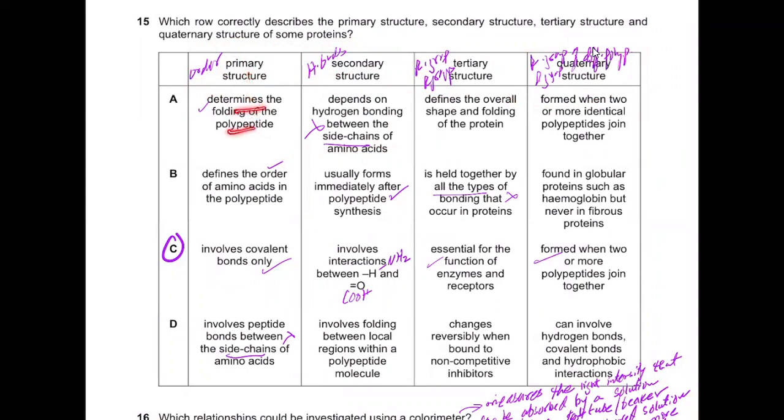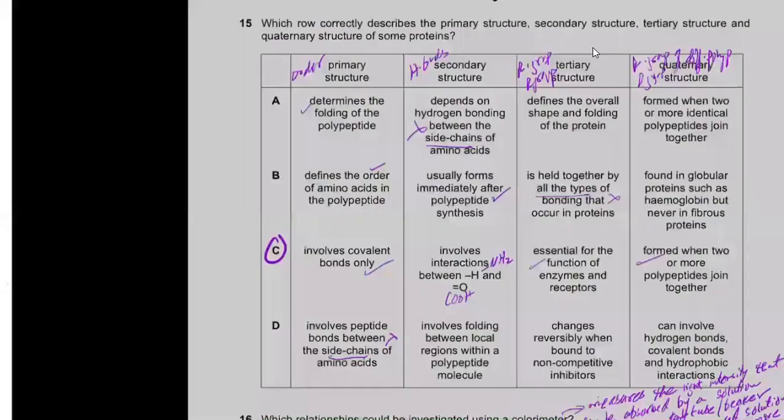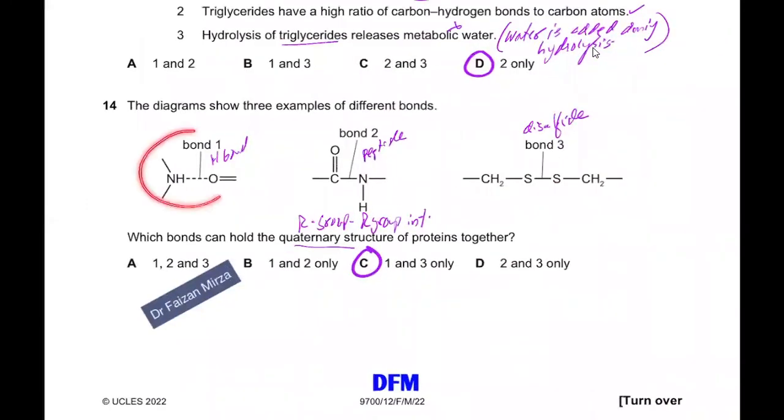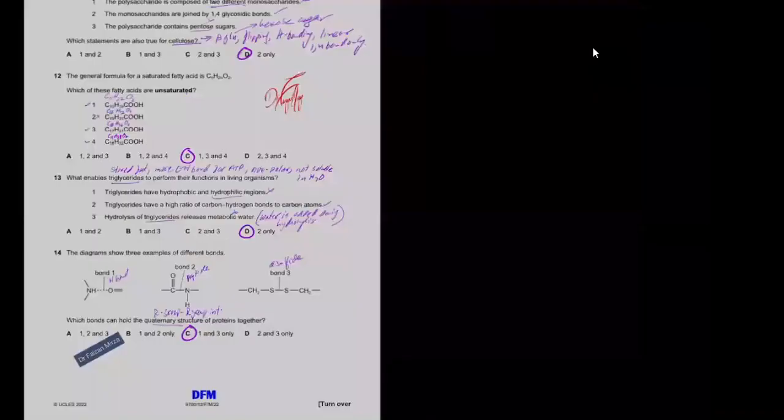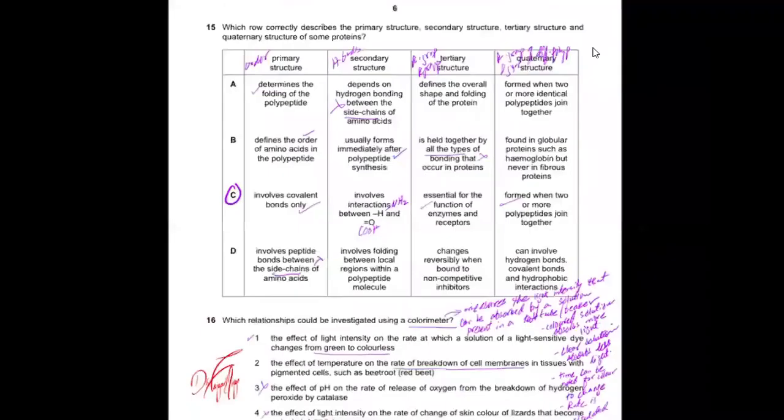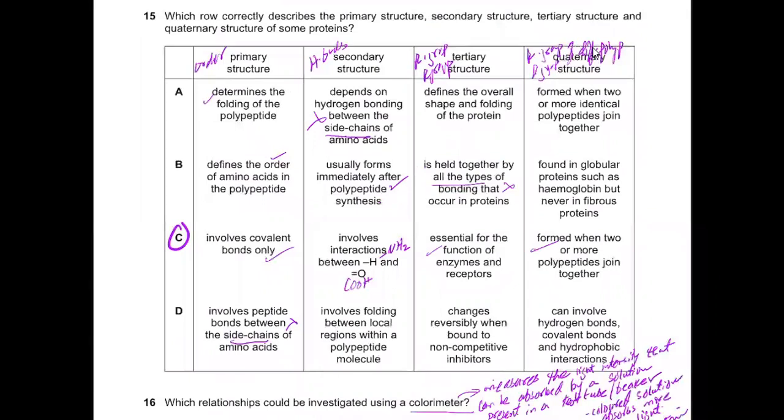So in A, the first statement for primary is correct. Yes, the tertiary is the folding of the polypeptide. Yes, this might be correct. But the second statement here, that hydrogen bonding between side chains of amino acids, is wrong. Hydrogen bonding is there, but not between the side chains. It is between the oxygen and nitrogen, oxygen and hydrogen, which is present in the peptide bonds of the amino acids which are close together. Since we know this is wrong, we can skip this statement.